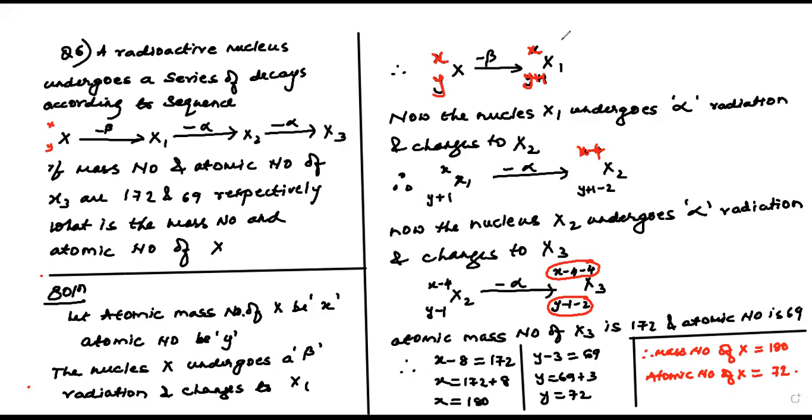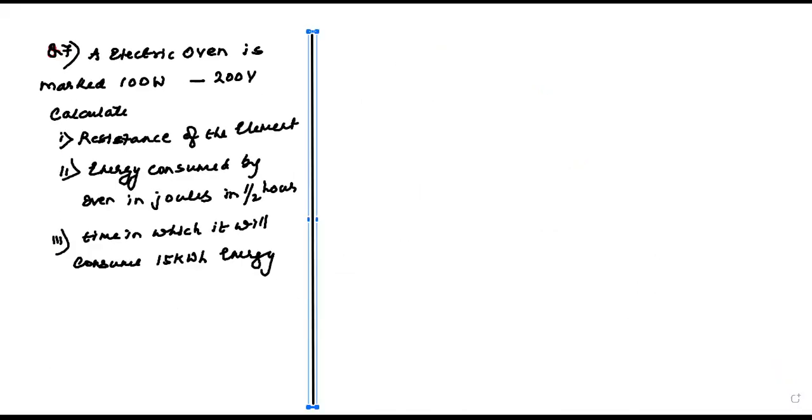A very simple question, children. I hope people have understood. We go on to the next question. Question number 7. Now, when you read a question of this type, children, an electric oven is marked 100 watt by 200 volts.